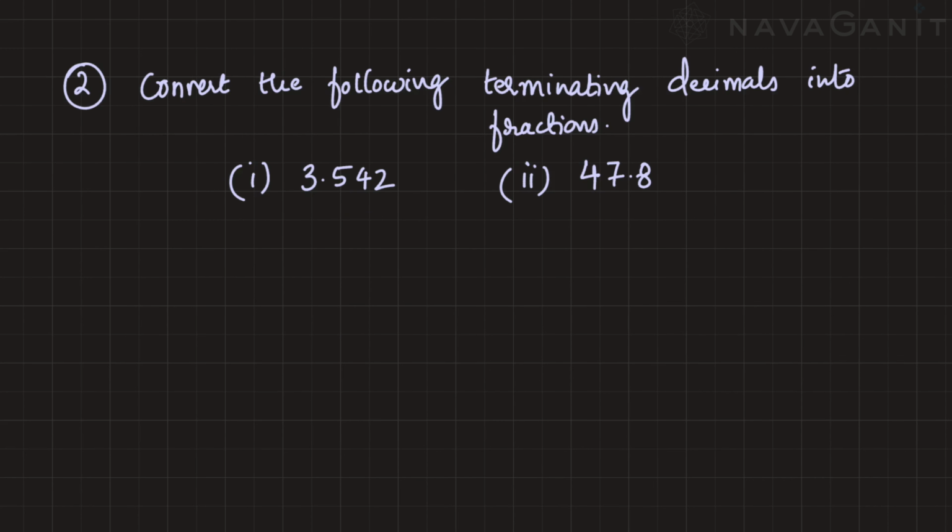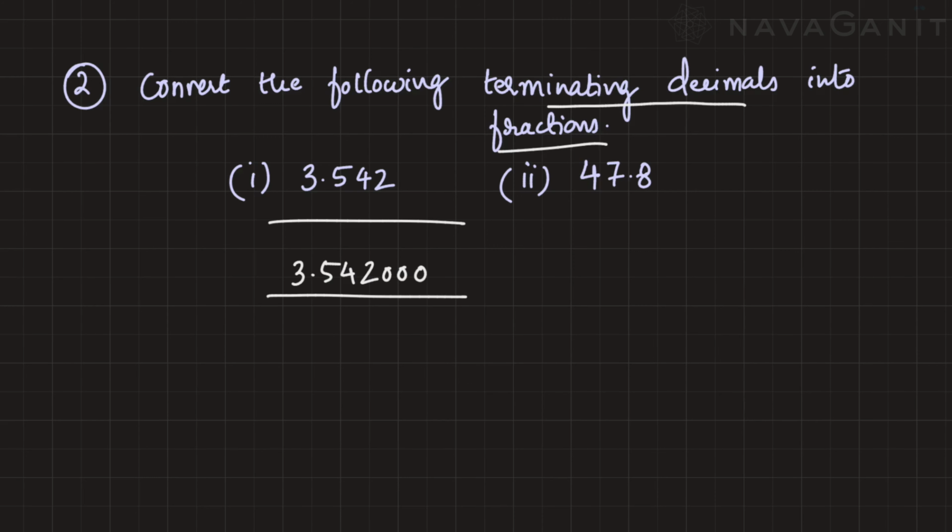Next problem, we need to convert terminating decimals into fractions. So first terminating decimal is 3.542. Why is it terminating? Because it is not recurring. After 542, it will be nothing but zeros. So it is not repeating.